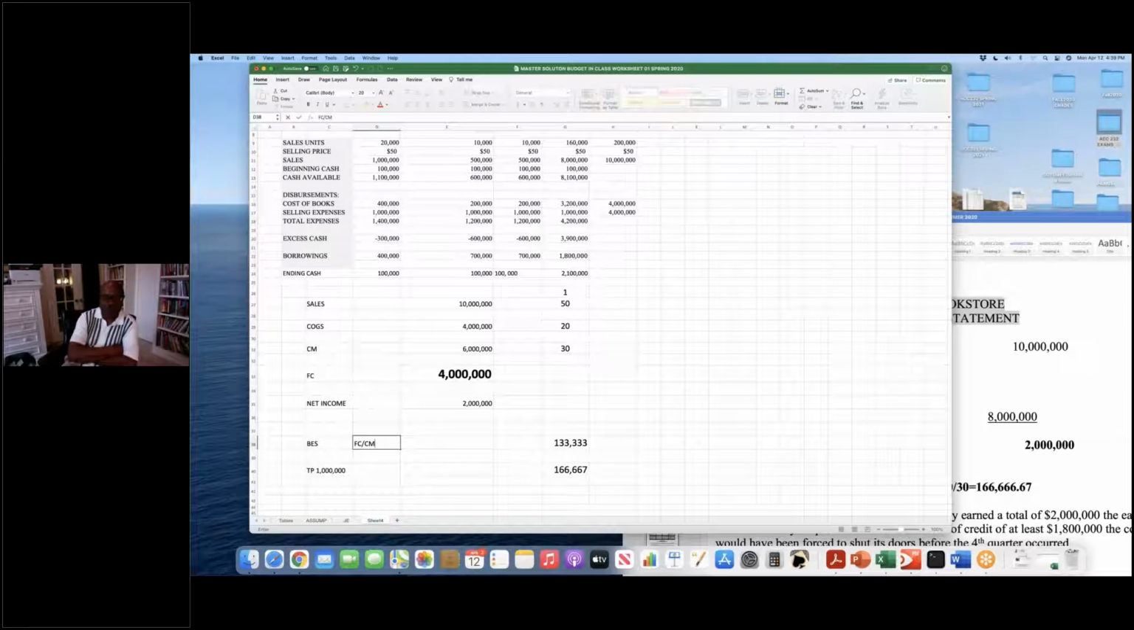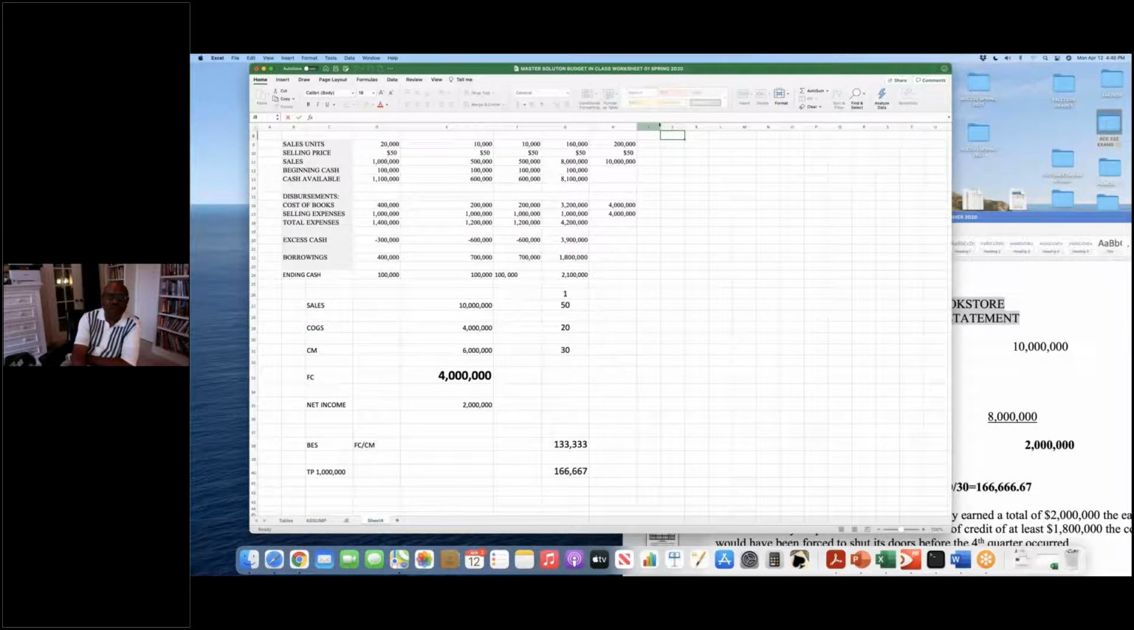Y'all got it? Is everyone happy? Professor, can you say that formula again for me, please? The first formula, that's the easiest one. It's just fixed cost divided by contribution margin. That's it. And that's how we ended up with that number by doing 4 million divided by 30.